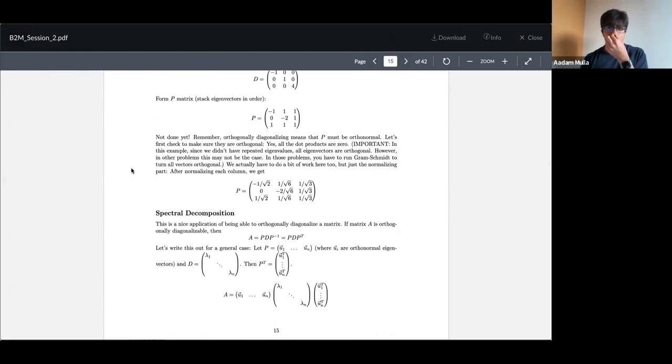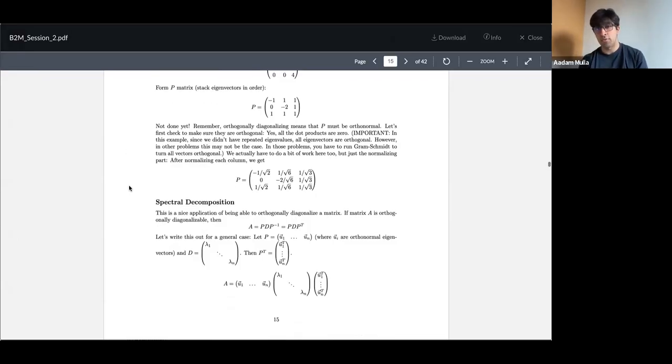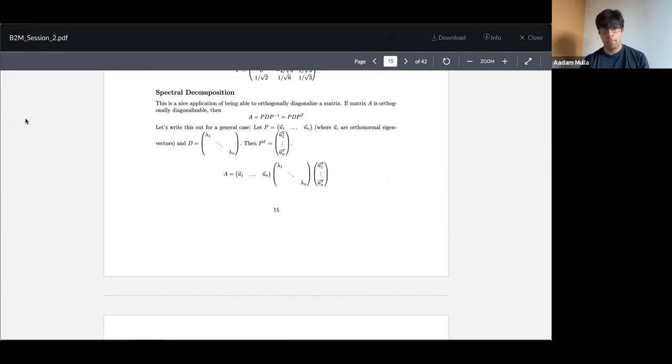Okay, the next part is spectral decomposition. I highly doubt a question on this comes up, but there's always a chance that it's part of a question and it's very straightforward. Ignore the notes text, let's do it on the side. We know that if a matrix is orthogonally diagonalizable, that means A equals PDP transpose.